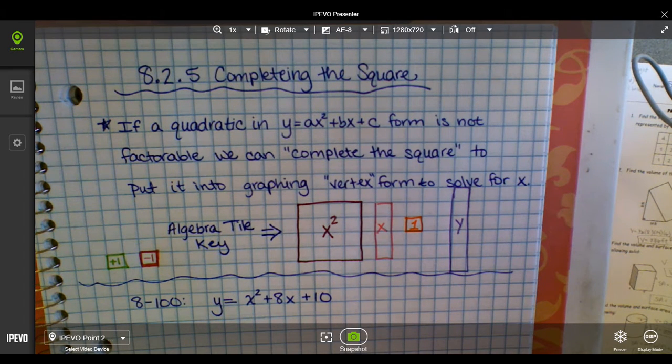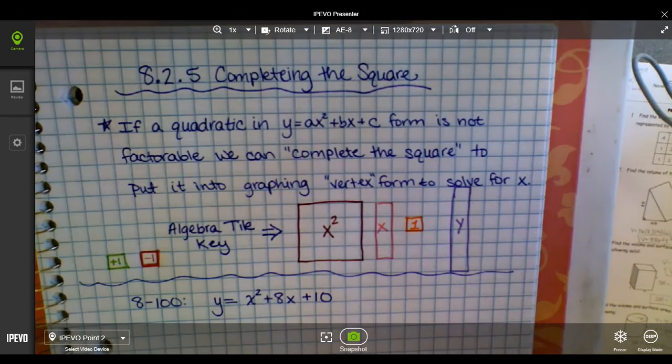So over here, when we go and try to complete this square over here, I think I left my other colors in the back. Hold on one second. Okay.